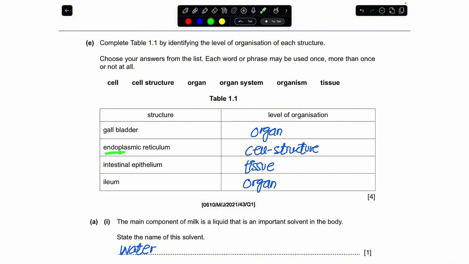The endoplasmic reticulum that basically has the ribosomes attached on them, since this is present within a cell, would be a cell structure. If we talk about the intestinal epithelium, we would not regard it as a cell but rather a tissue. If there was something written as epithelial cell, then we would have considered it a cell, but intestinal epithelium would be regarded as a tissue. If we talk about the ileum, although it's a subpart of the small intestine, we would be considering this as an organ.